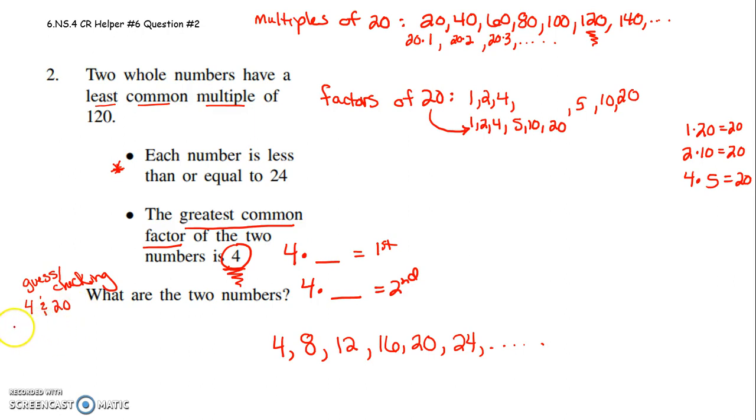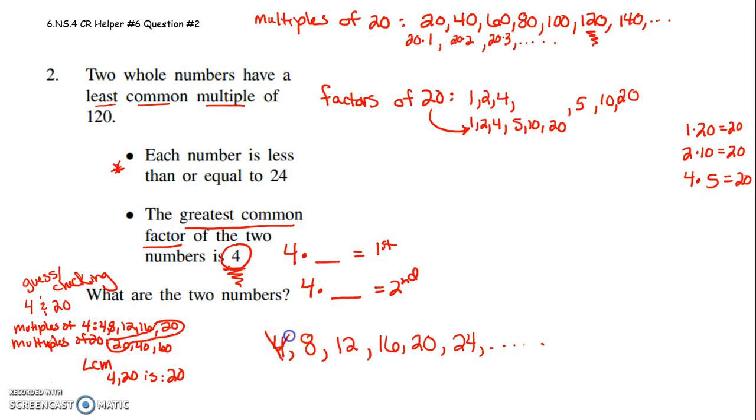So if I write out the multiples of 4, good news is I already have lots of them written here. Multiples of 4 would be 4, 8, 12, 16, 20. And if I look at the multiples of 20, that would be 20, 40, 60. Oh, goodness. The least common multiple between 4 and 20 is 20. 20 is the smallest multiple that 4 and 20 have in common. Okay, so it can't be 4 and 20, where a least common multiple is 120.